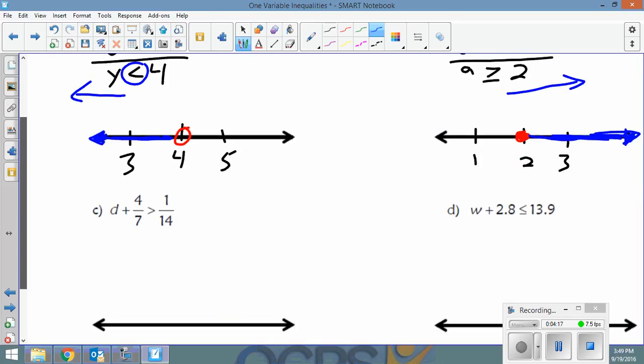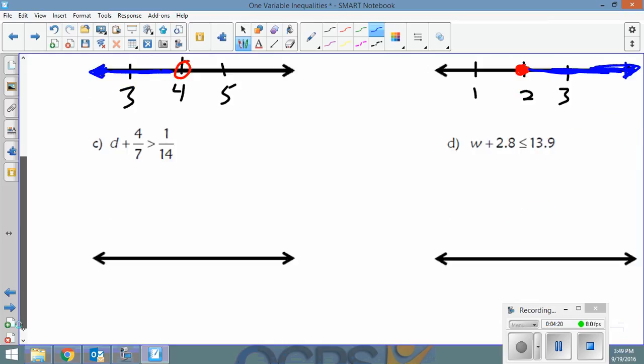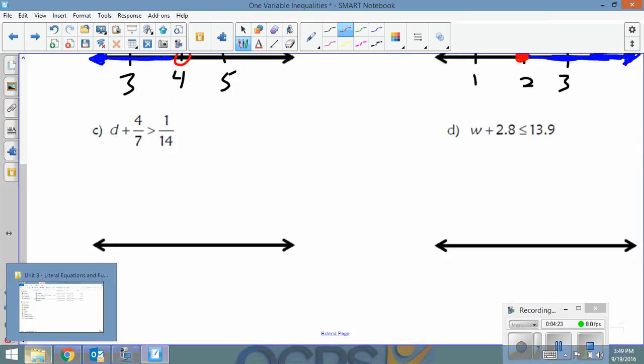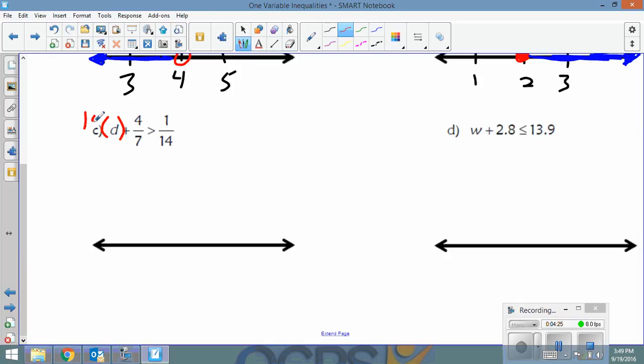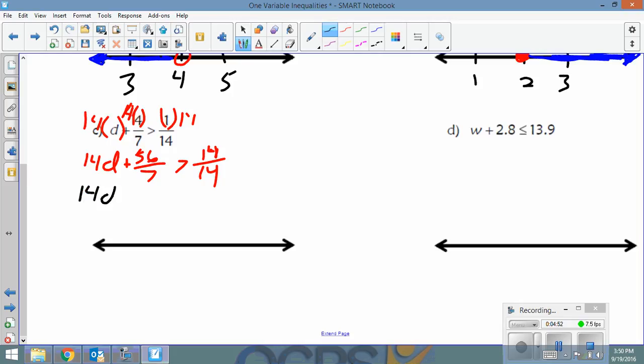Okay, the next one. Remember, with fractions, to get rid of our fraction, we want to multiply everything by the biggest denominator. So the biggest denominator here is 14, so I'm going to multiply this by 14, this by 14, and this by 14. So what I'm going to get is 14d plus 56 over 7 is greater than 14 over 14. So what that allows us to do is simplify those fractions. Okay, so we're going to get 14d plus 56 divided by 7 is 8. 14 divided by 14 is 1.